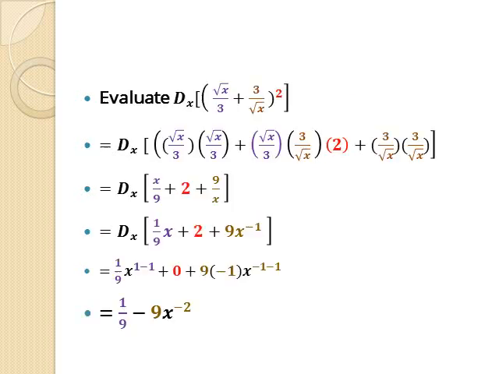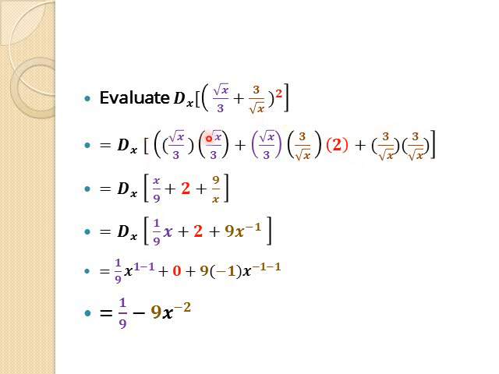Alright, let's look at the next problem. Here they say evaluate d/dx given (square root of x over 3 plus 3 over square root x) all squared. So for the first term, square root x over 3 times square root x over 3. For the middle term, square root x over 3 times 3 over square root x times 2. For the last term, 3 over square root x times 3 over square root x.